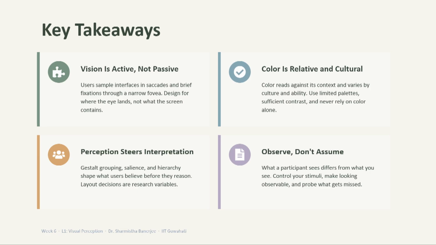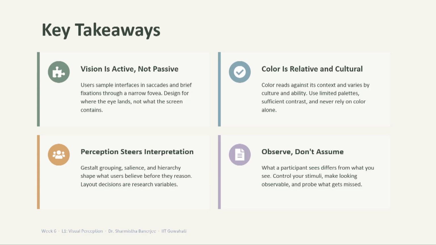Color is relative and cultural. Color reads against its context and varies by culture and ability. Use limited palettes, sufficient contrast and never rely on color alone. Try to use it in combination with icons and text as far as possible. Perception steers interpretation. So gestalt, grouping, salience and hierarchy shape what users believe before they reason. So layout decisions are research variables and you need to test whether they are working or not working.